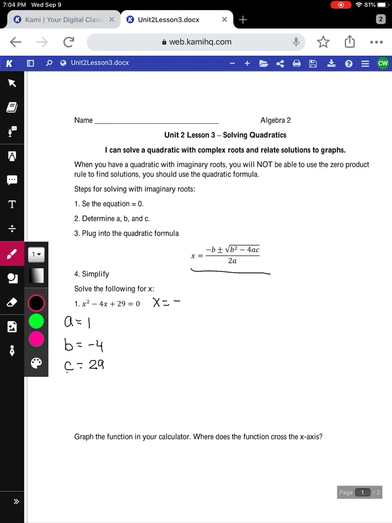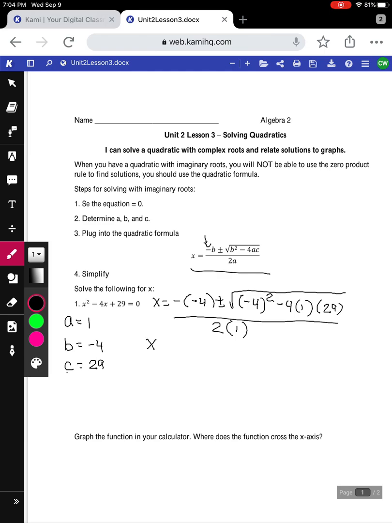So I have x equals negative, and I do need that negative from the formula. Then I'll plug in my b value, -4, plus or minus the square root of b squared minus 4 times a times c. It is really important that you plug in numbers in parentheses as well. All over 2 times a. Now you can go ahead and simplify.